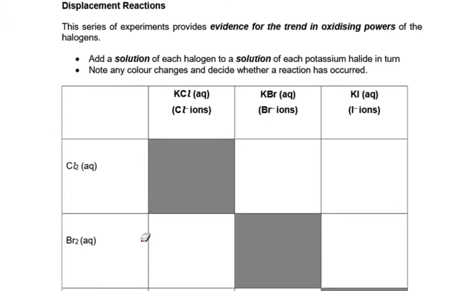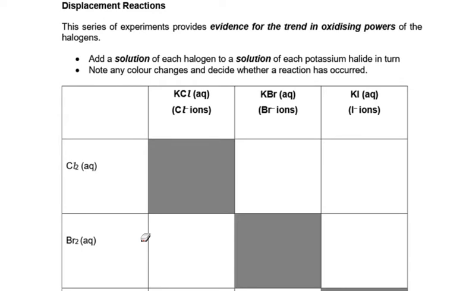So these are solution reactions. You take a solution of your halogen, so chlorine water, bromine water, iodine, etc. And you add some of the halide ion to that. Then there's a solution again, so two solutions together. This could be potassium halide or sodium halide instead. The first box there is blanked out because there's obviously a reaction between chlorine and a chloride.